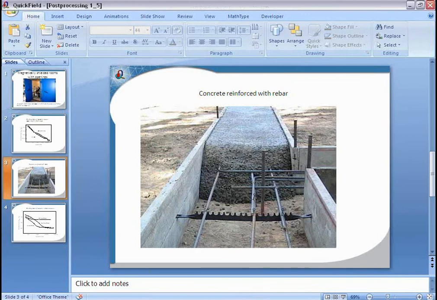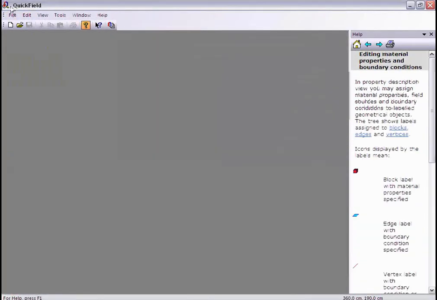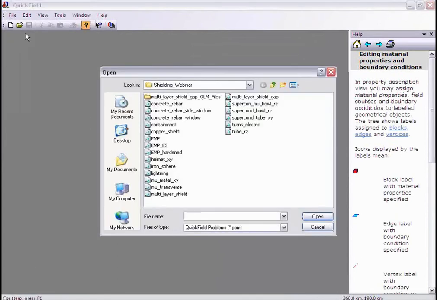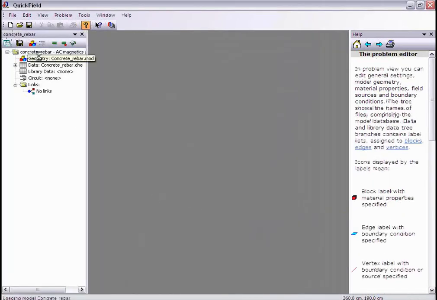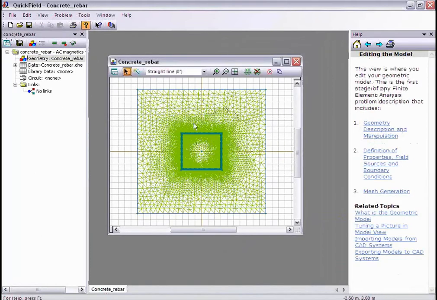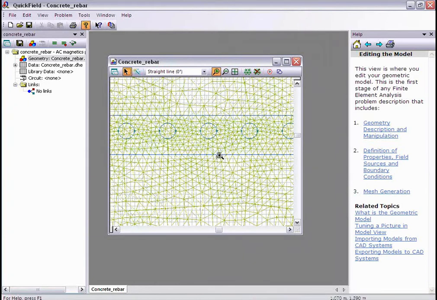So we performed this simulation in QuickField using XY symmetry. And this is our solution region, where we have a uniform field, and this will be the concrete enclosure, which is 3 meters on a side. And I've simulated the rebar, the steel structures that are coming out of the page here.